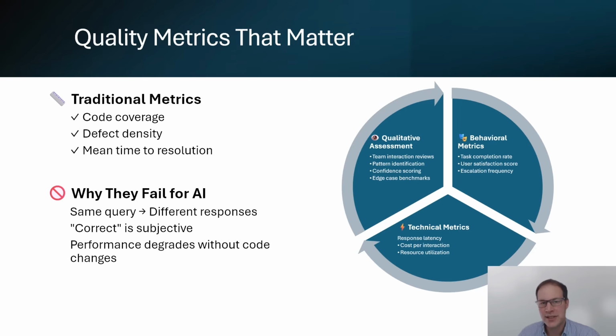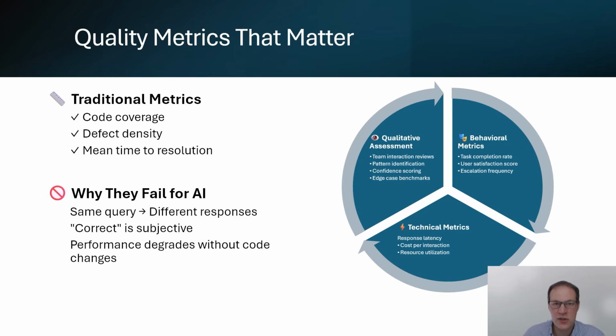Let's move to the metrics that you need for this. If you use traditional metrics, code coverage, defect density, mean time to resolution, you don't get a lot of value for AI agents. This is because your agents respond differently to the same query. Correct is kind of subjective, and performance can degrade without code changes. You need new approaches. And the challenge is not just technical, it's really a matter of approach. What does quality mean for a system that is designed to be creative and to be adaptive? You really need multi-layered measurements.